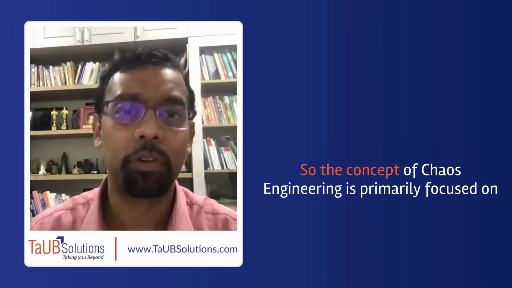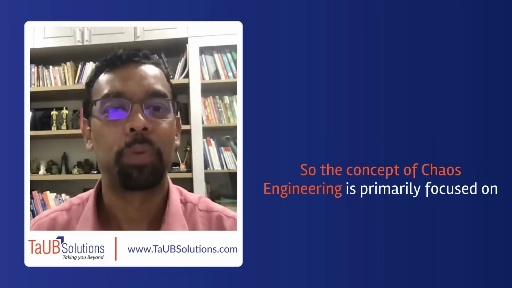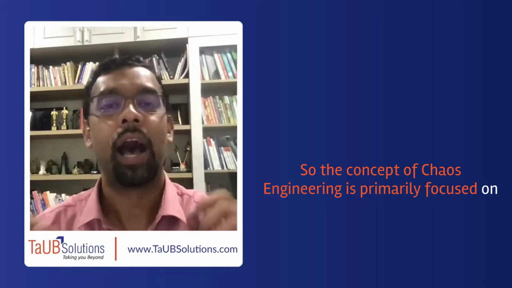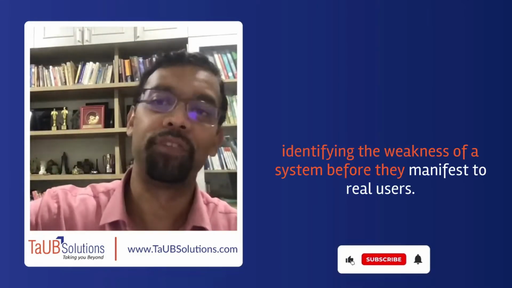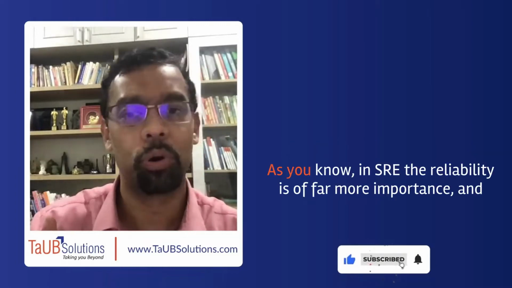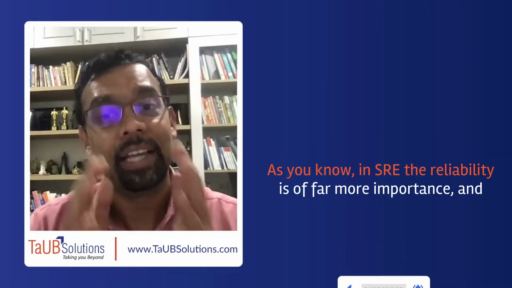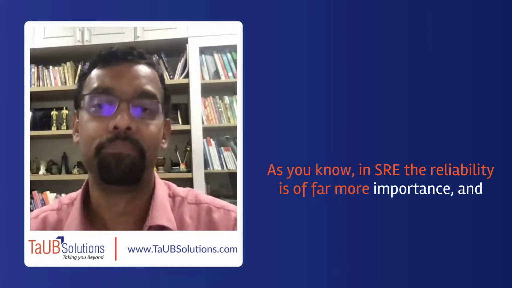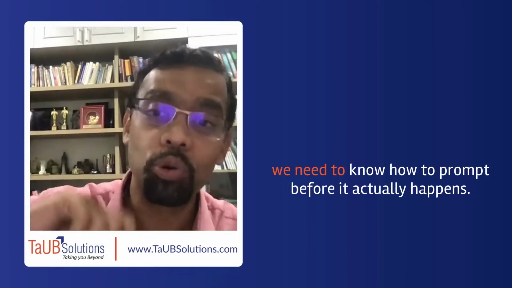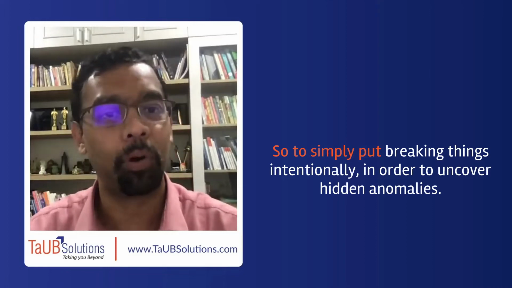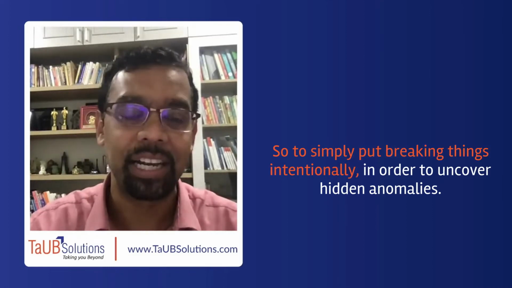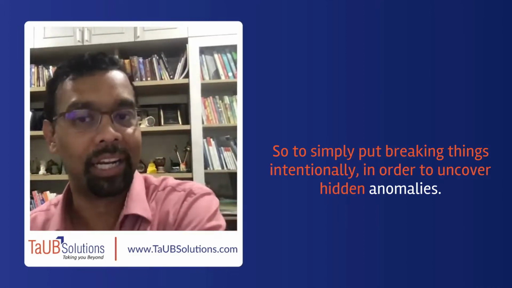So the concept of chaos engineering is primarily focused on identifying the weakness of a system before they manifest to real users. As you know, in SRE, the reliability is of far more importance and we need to know how to preempt before it actually happens. So to simply put, breaking things intentionally in order to uncover hidden anomalies.